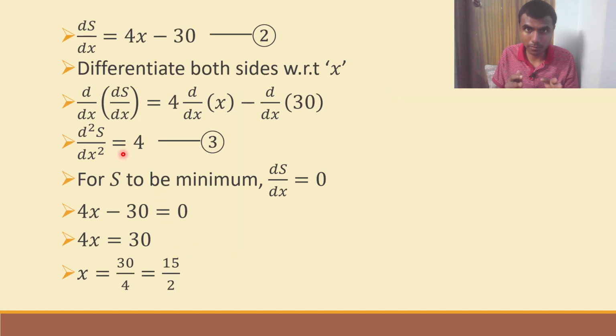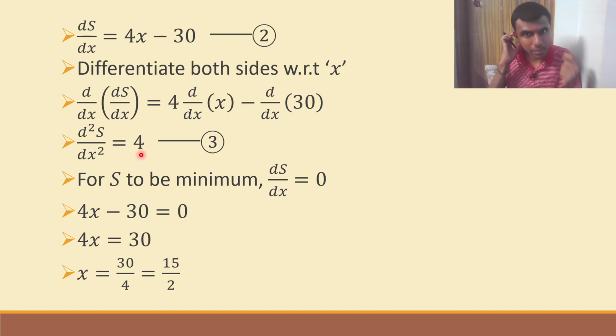If it is positive, then the obtained x will give us minimum, will make sure that s comes minimum. And if it had been negative, then it would be giving maximum. But here it is positive. See, d square s by dx square is positive always. I mean it is 4, right? It is a constant and it is positive. So this is the theory.